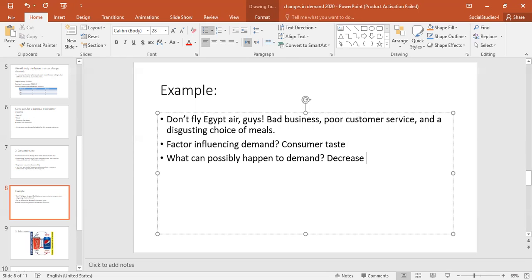How will it be shown on a graph? It will be, of course, a shift. Where is it going to be along the curve? No. So where? How is it? It's a shift inward. Good. It's an inward shift. Good job. All right.